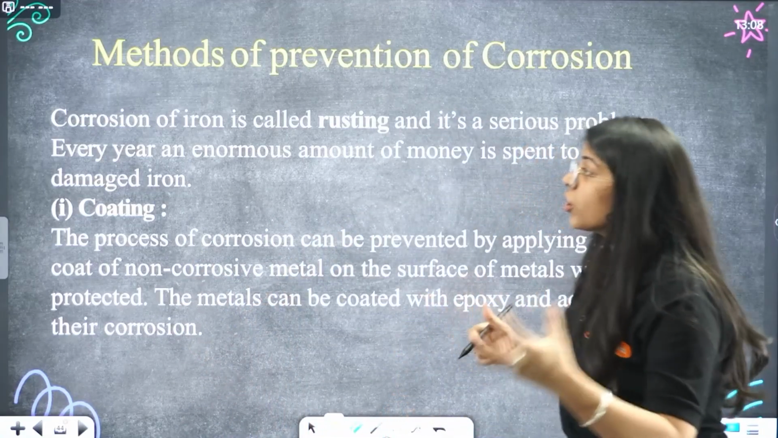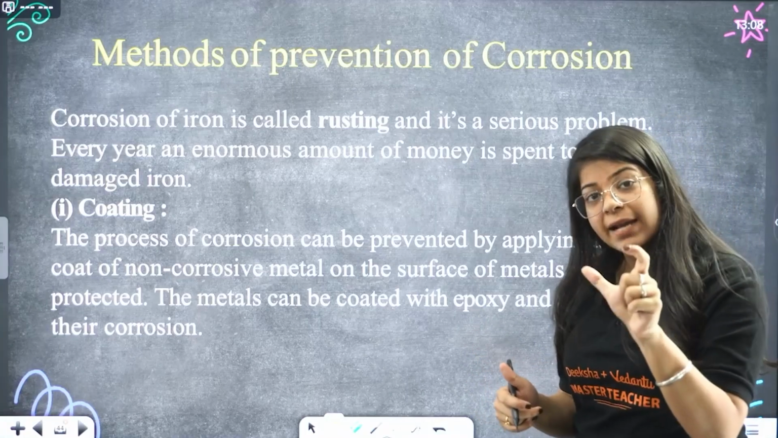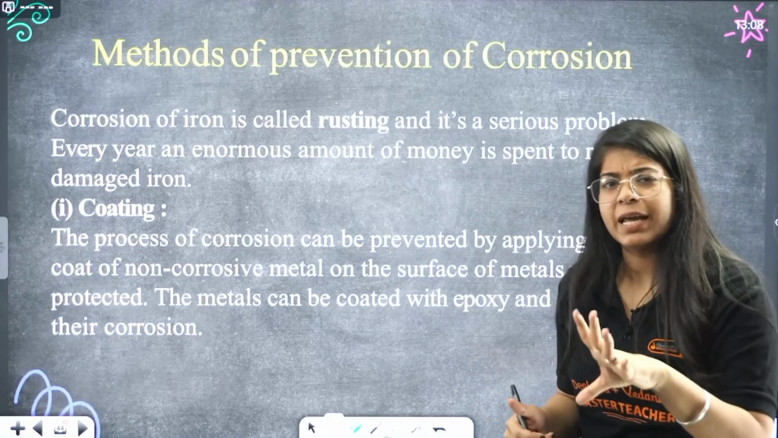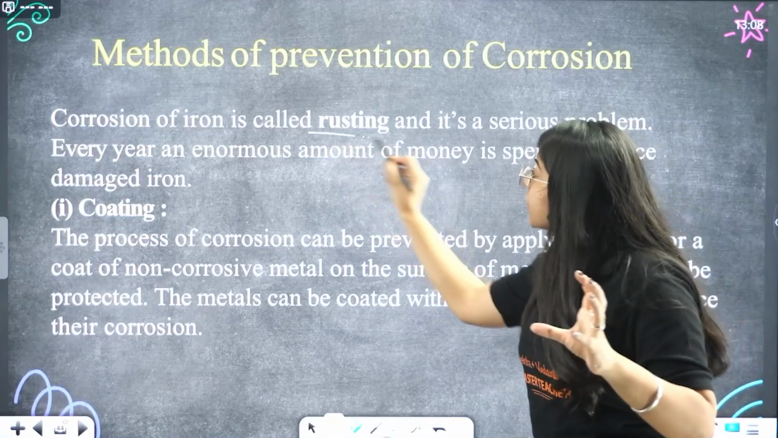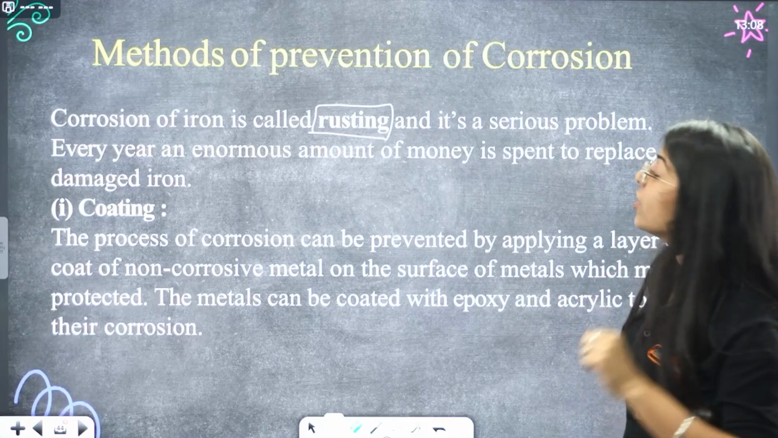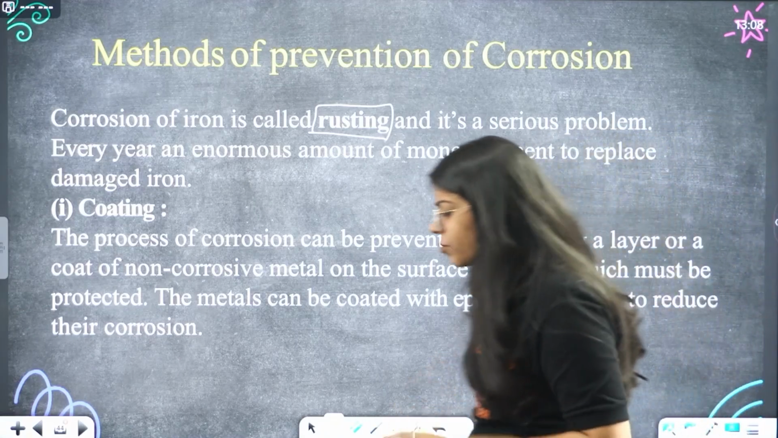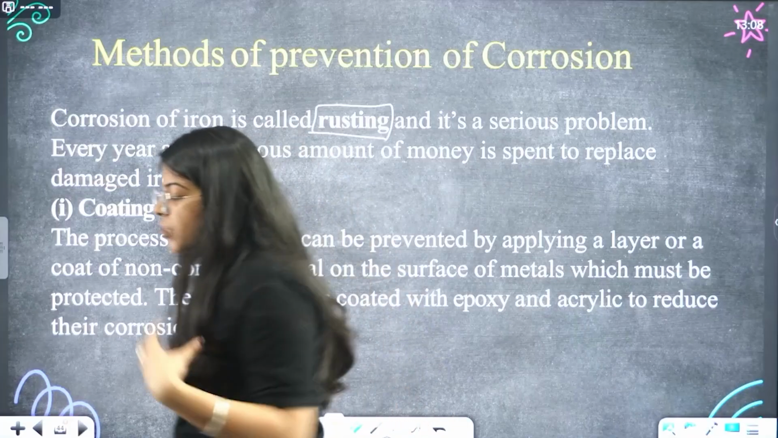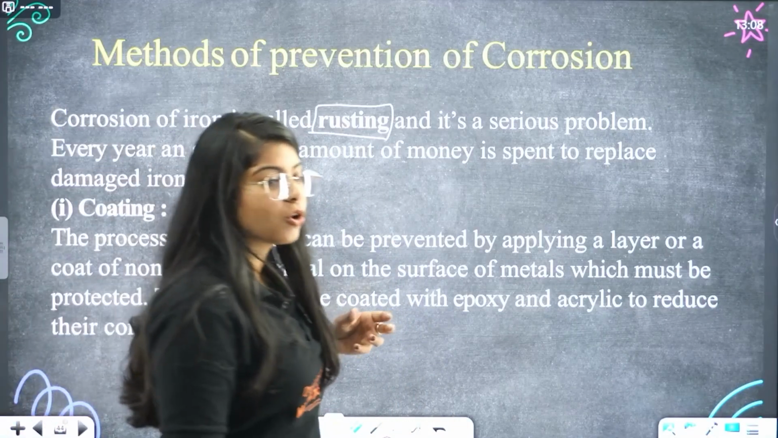So corrosion of iron is called rusting. Iron is so common that we have given it a name. So the reddish brown coating on the iron surface is called rusting of iron, okay? And it's a very serious problem. Every year so much money goes into replacing those corroded metals.